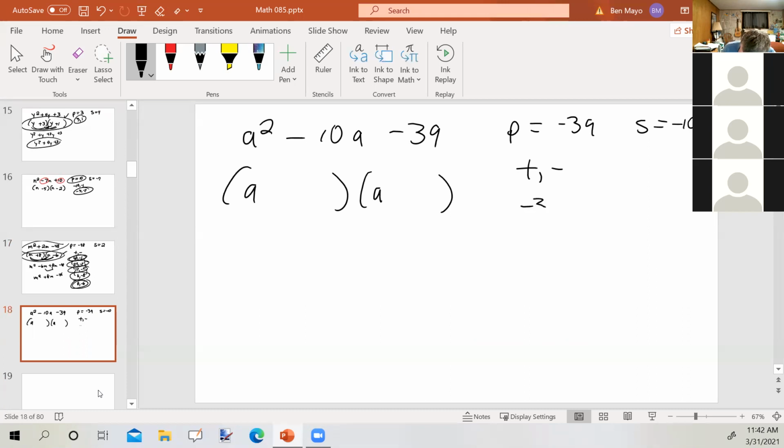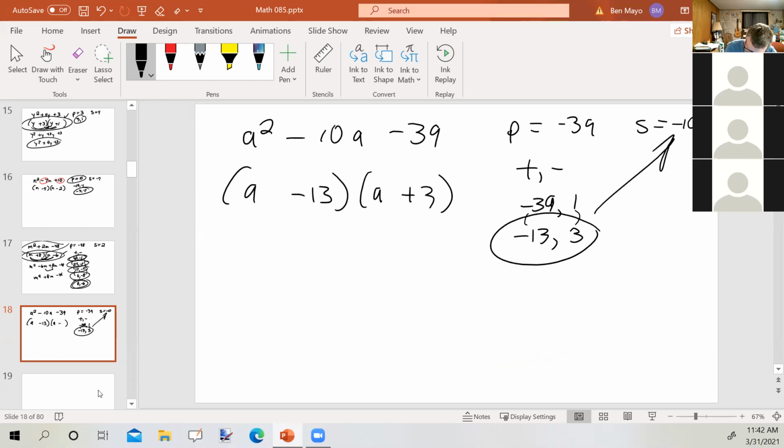So how about -39 and 1? Well, I can't cut -39 in half, but I could take a 3 out and I get -13. If I divide this by 3, I'm going to multiply that by 3. So basically, there's another pair of factors whose product is -39, but the sum is -10. Any questions there?